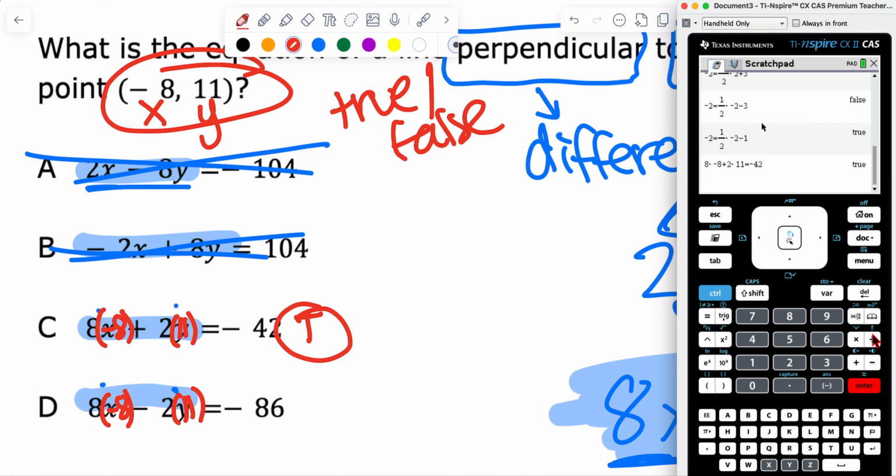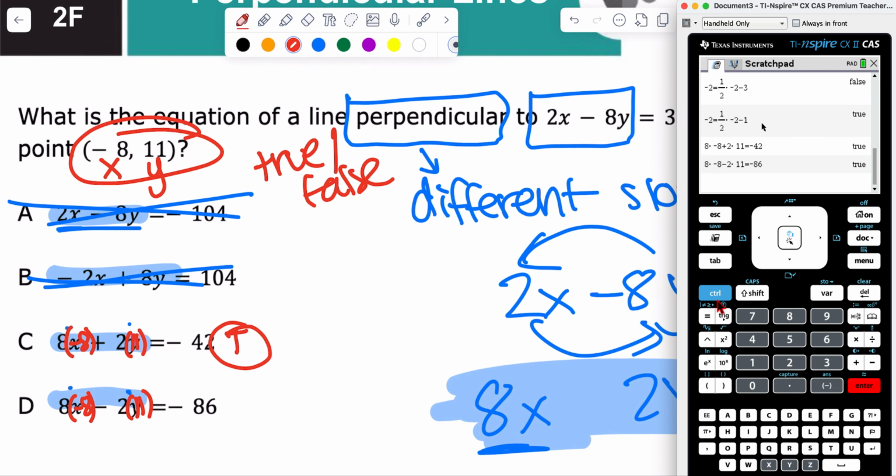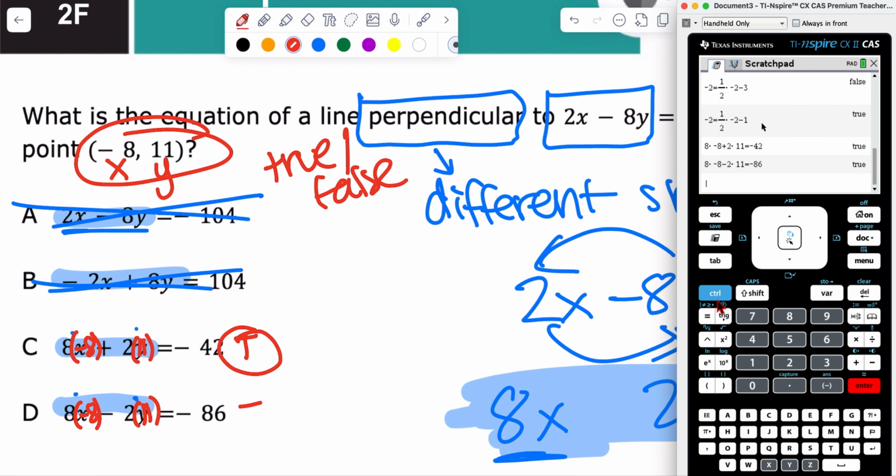Now you can try D just to make sure. 8 parentheses, negative 8 minus 2 parentheses, 11 equals negative 86. Enter. Oh, interesting. Did I do something wrong? No, I didn't. So they both came back true. I think I made a mistake. So we're just going to go, this is negative, so we want positive. So C is our answer. Negative to positive. Perfect.